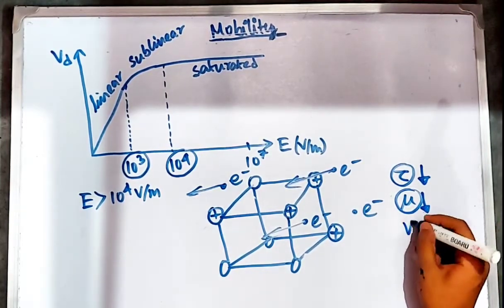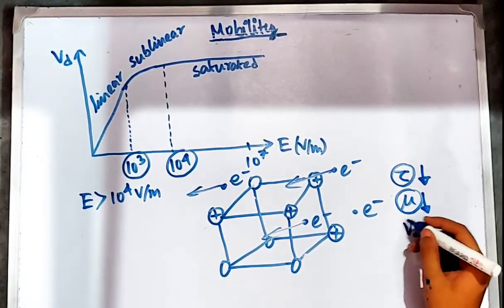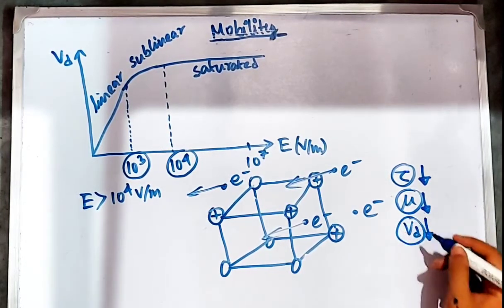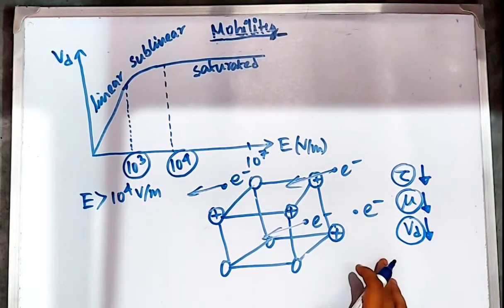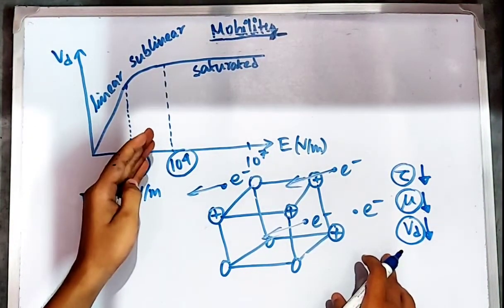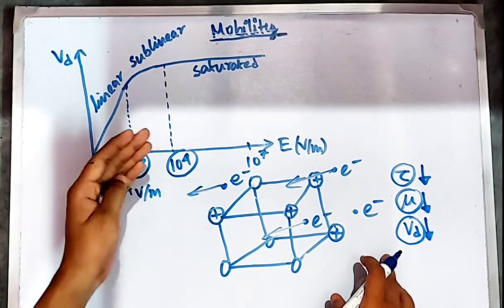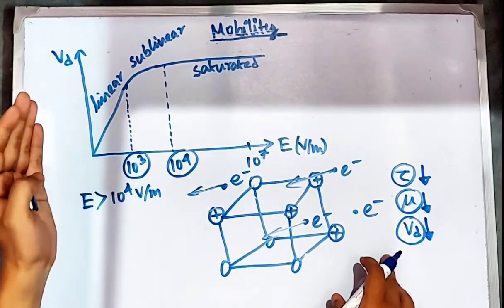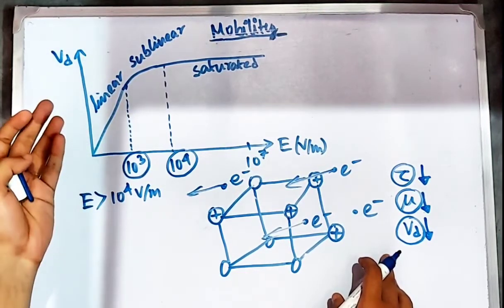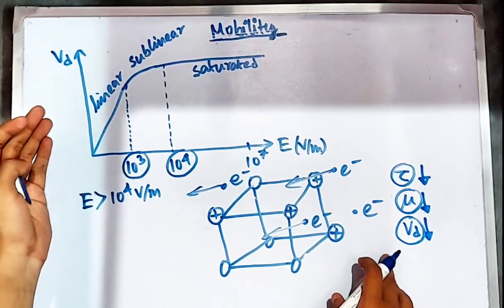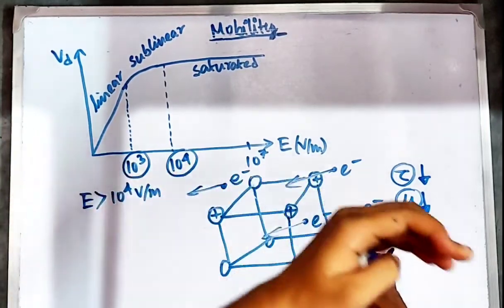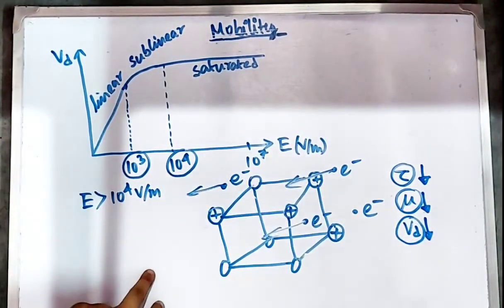So of course the Vd, the drift velocity, will also reduce. So this is why after the mark of 10 to the power 4 volt per meter, the Vd, the drift velocity, doesn't increase anymore, it gets decreased and it follows a saturated line.